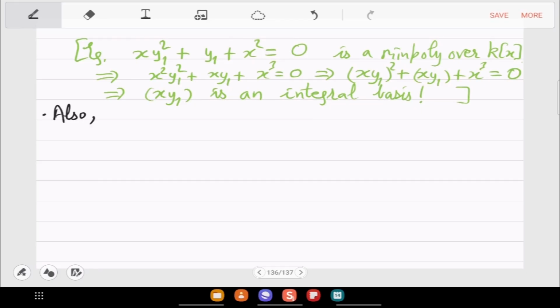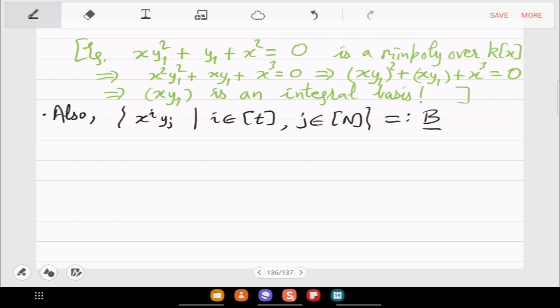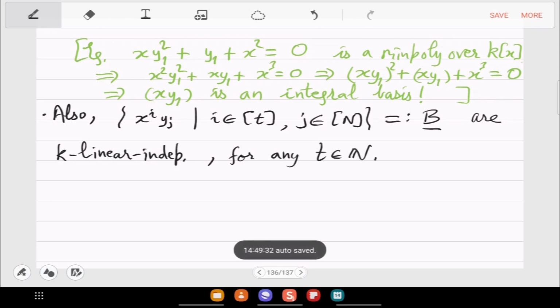Okay, so we have that, and notice that when you multiply by x's to this basis, xi yj, you get this set, let's call it B. These functions are k linearly independent, for any t. I have changed the linear independence here. I am talking about now small k, the field of constants.